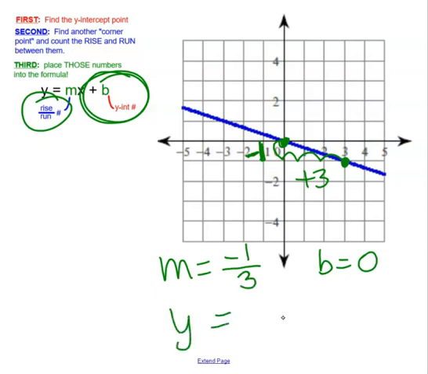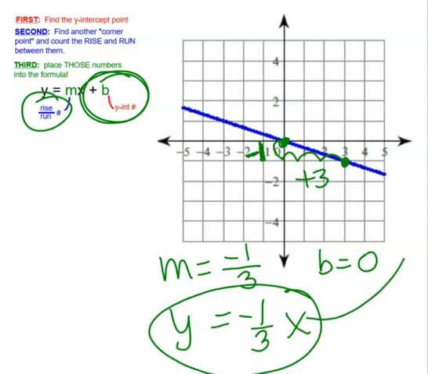So when I fill in my equation, the slope number goes in front of the x as the coefficient, and the y-intercept goes at the end. So my equation is y equals negative 1/3 x. That should be a little bit more obvious. Let's write that like this: negative 1/3 x plus 0. If you'd like, you could leave the 0 off. This is the equation for that graph.